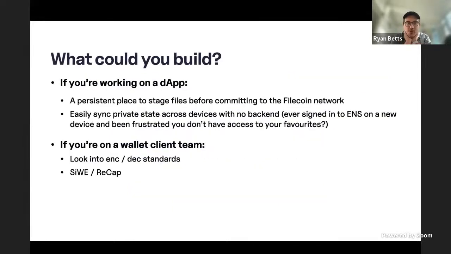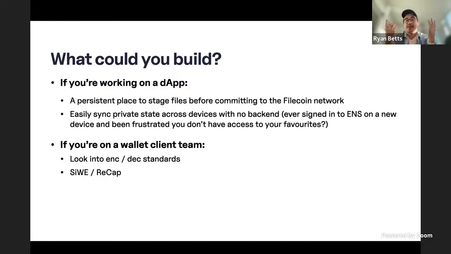So what could you build given what we've shown you today? Some real quick ideas, but far from an exhaustive list: a persistent place to stage files for a user before they commit it to the Filecoin network. Easily syncing private state across devices with no backend. I don't know if anybody's ever been collecting some favorites of ENS domains. They might register on one device and then end up switching to a new device and realizing, oh, shoot, these are trapped on one device. So with Webnative, you should be able to sync that state privately across both.